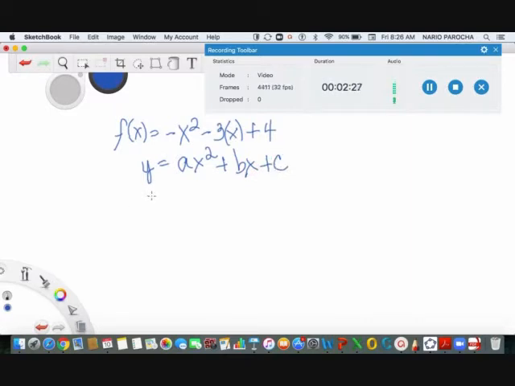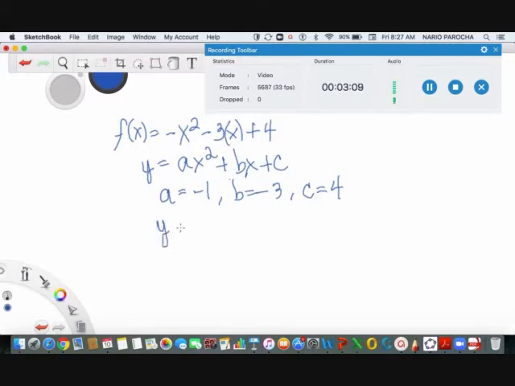With the given quadratic equation, our a is negative 1, b is negative 3, and c is equal to positive 4. So, with that, we can now get important points to sketch our parabola.